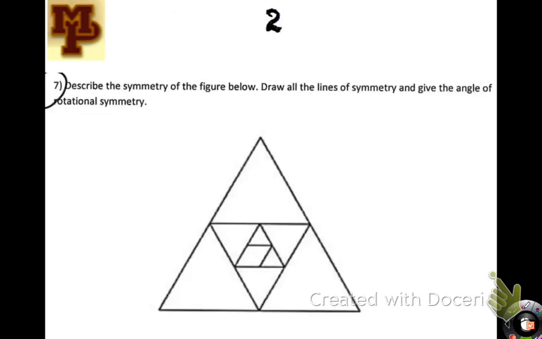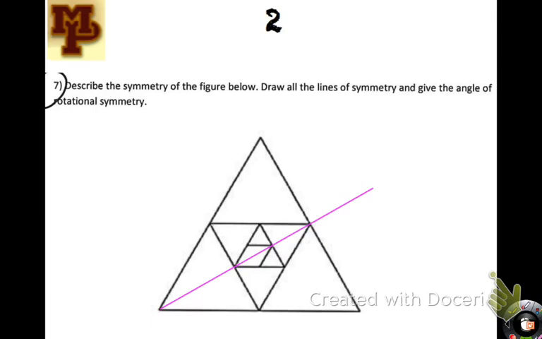This one, what we're looking for is how many lines can we draw such that we could fold the figure over and it would be exactly the same. So you have to think about this figure for a while. You have to look at the insides a little bit, the different layers, and eventually you'll come to the decision that the only line you can draw would be this line, where you could fold it over in half and it would be exactly the same.